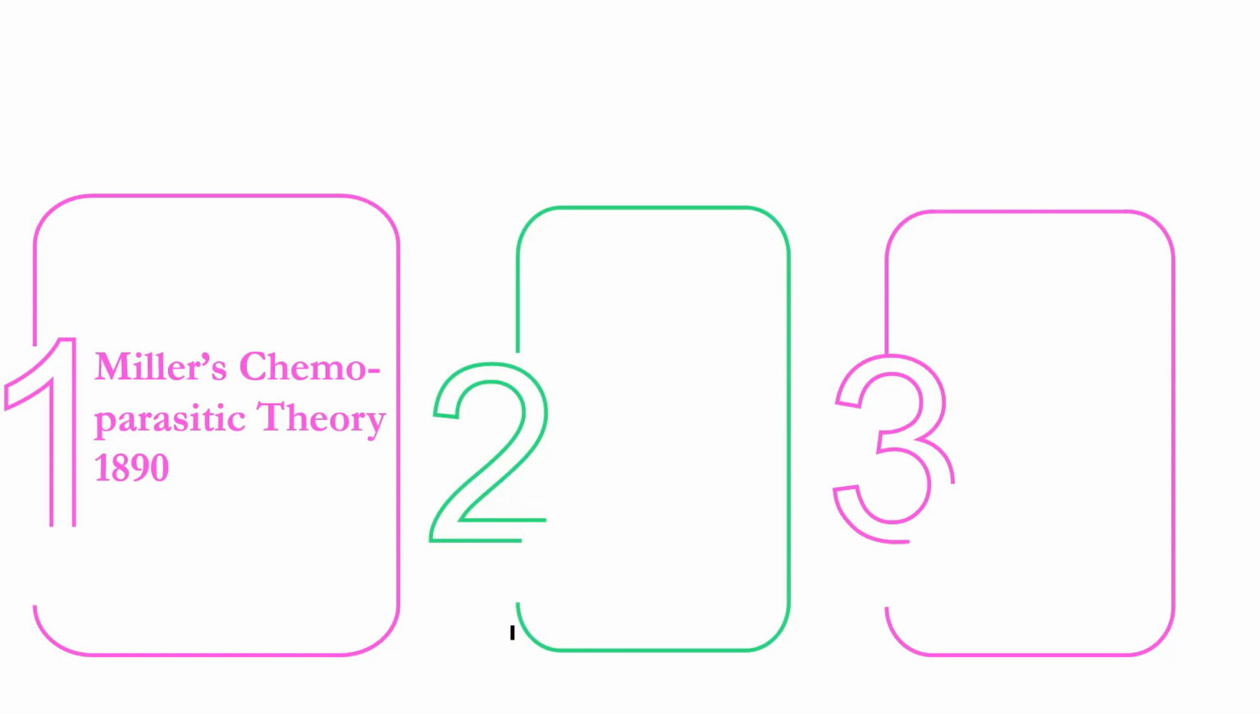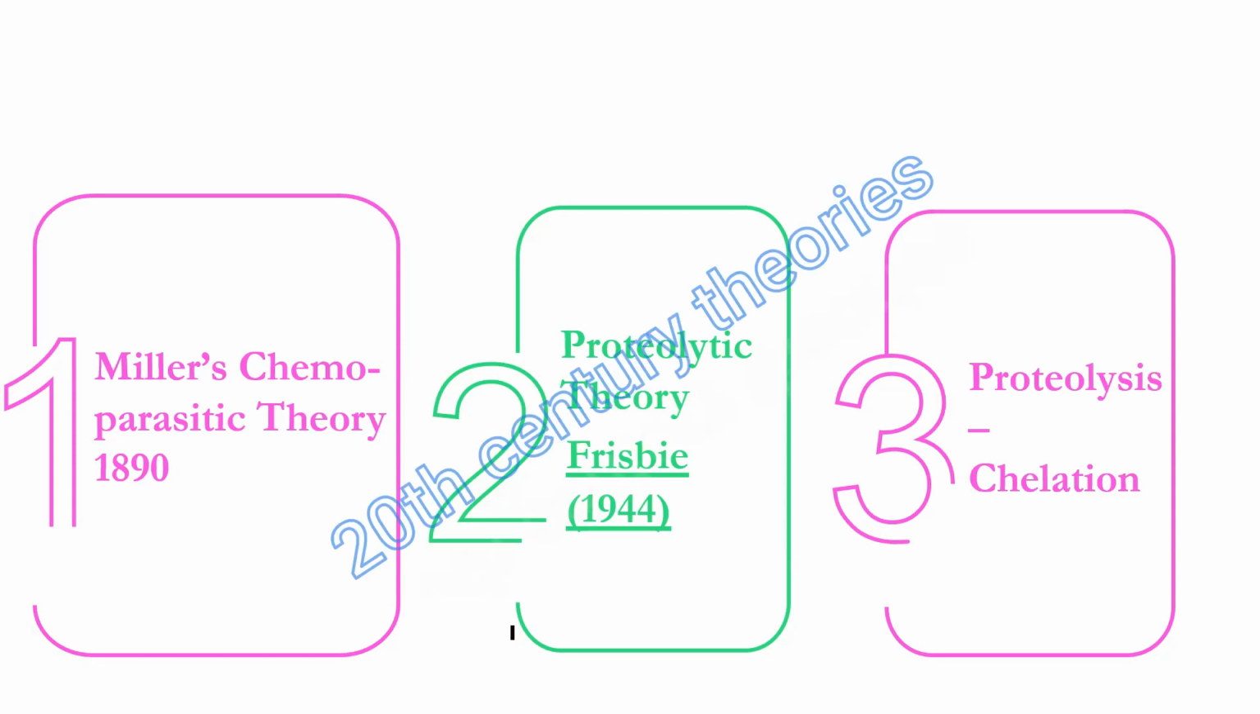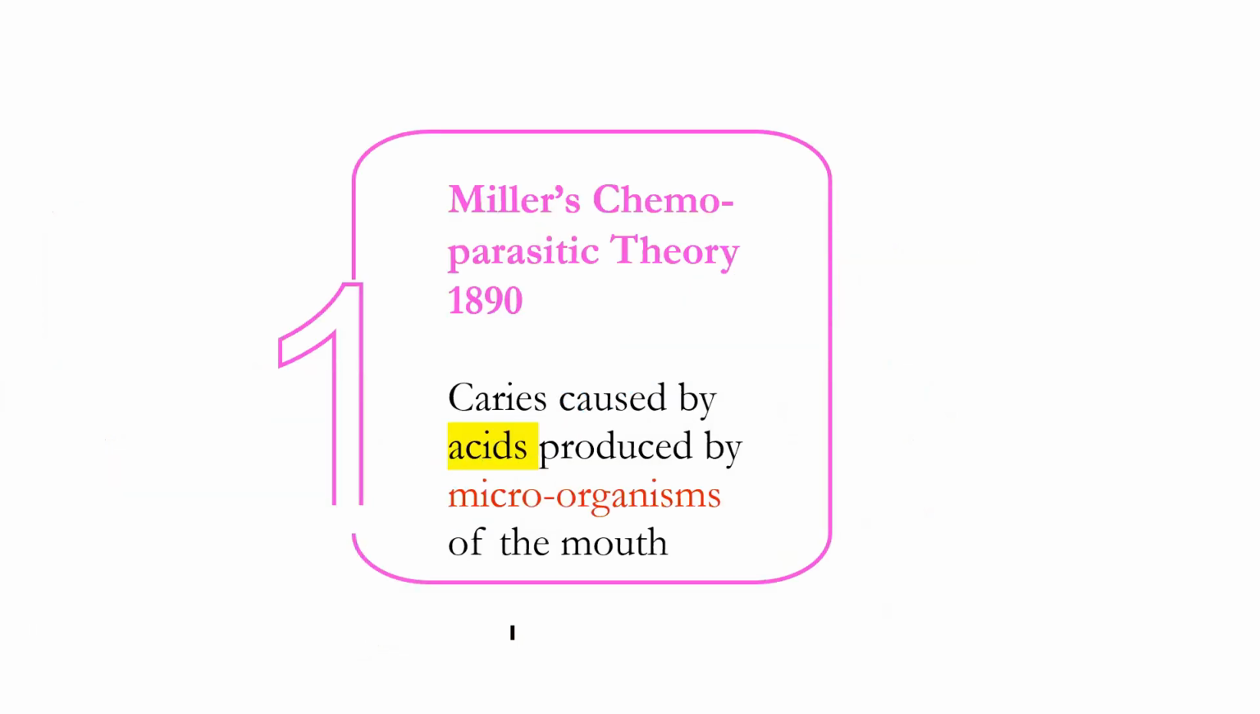So some of the theories which have had a lot of discussion and were accepted at one point of time are Miller's chemoparasitic theory, proteolytic theory, and proteolytic chelation theory. So these three theories we're going to discuss before going ahead with some of the modern theories suggested by the scientists. So let's see one of the most acclaimed theories of caries, that is proposed by Miller. And when he says chemoparasitic theory, he basically indicates that caries is caused by microorganisms and by the acids which are produced by them.